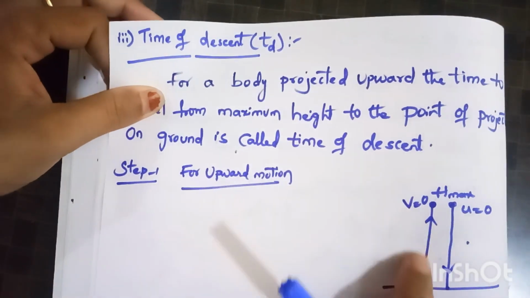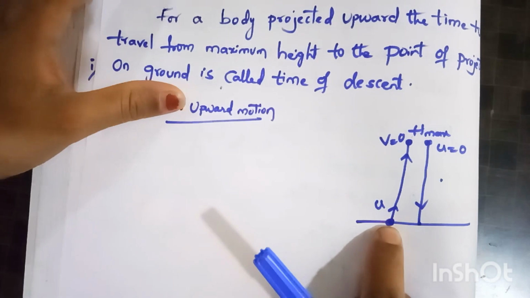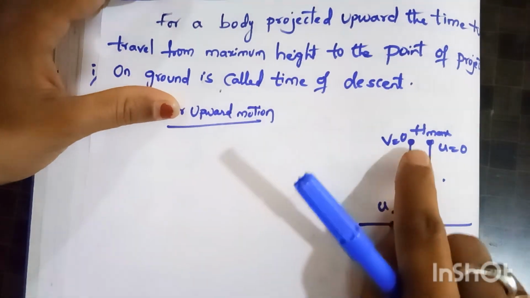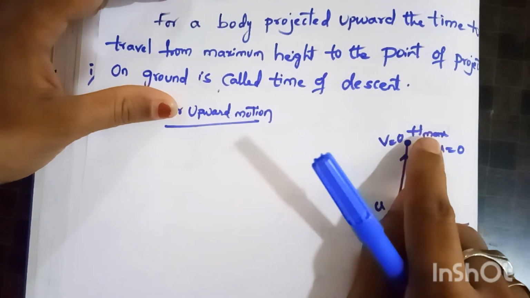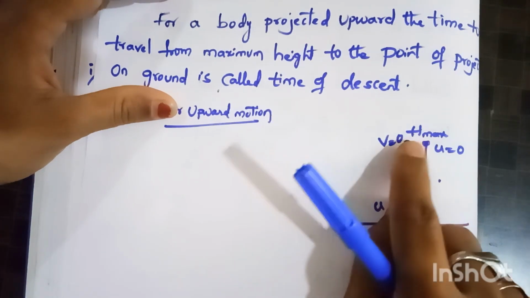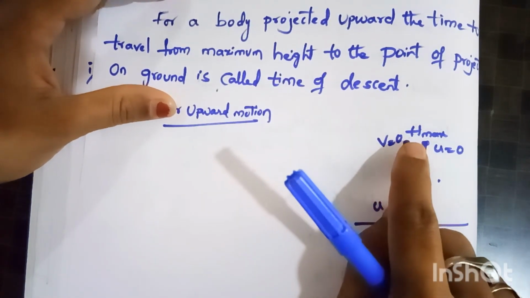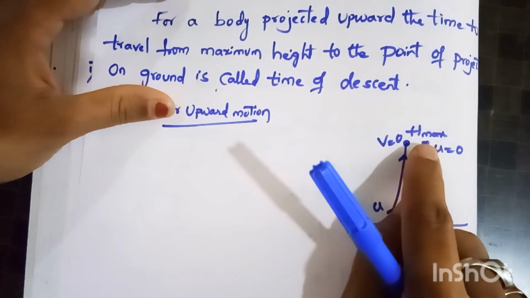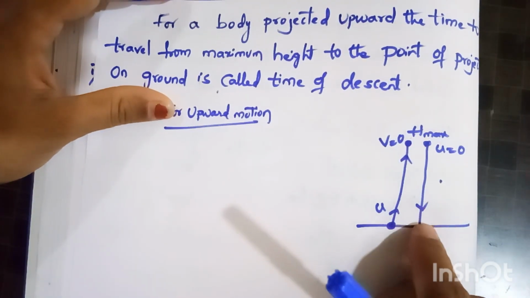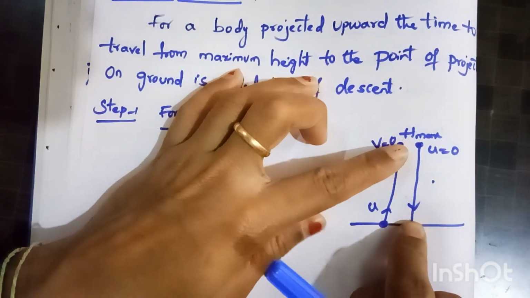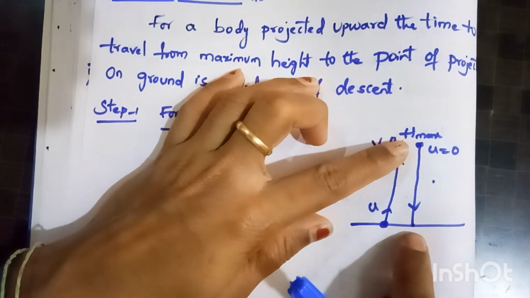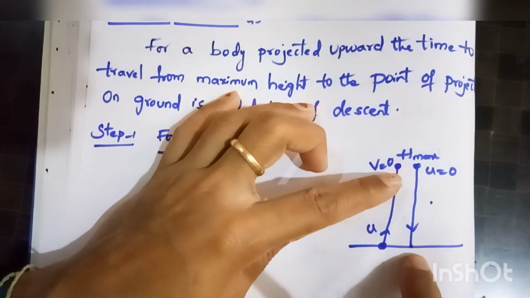What is meant by time of descent? Suppose this is an object. An object is thrown vertically upward with initial velocity u. It reaches the maximum height, the point where the final velocity becomes 0. From that point, the object should return to the point of projection, that is, reach the ground.